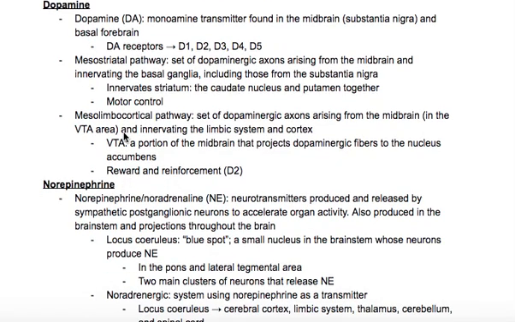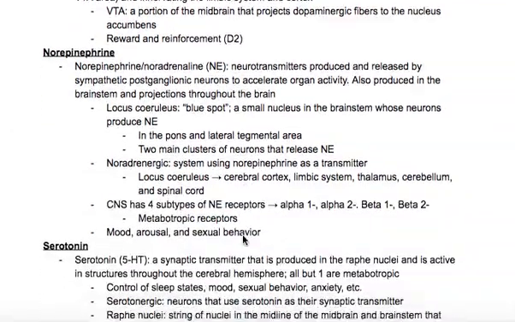The next pathway that dopamine is important in is the mesolimbocortical pathway, which is a set of dopaminergic axons arising from the midbrain, in the ventral tegmental area, and innervating the limbic system and cortex. The ventral tegmental area is a portion of the midbrain that projects dopaminergic fibers to the nucleus accumbens, and through the D2 receptors they're important in reward and reinforcement.